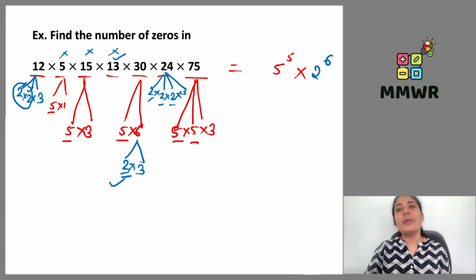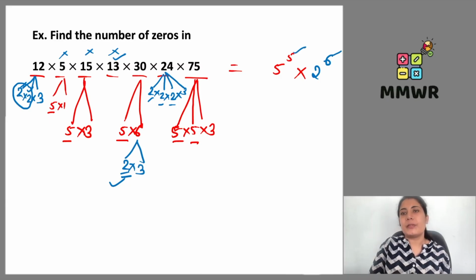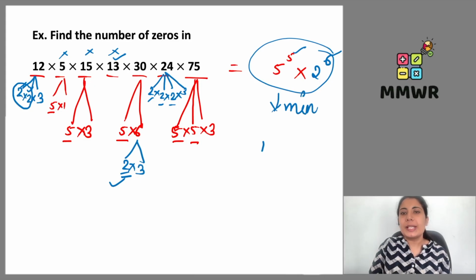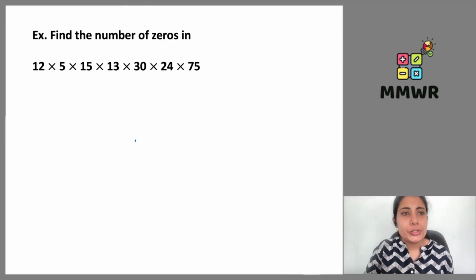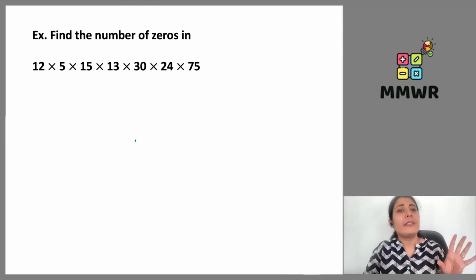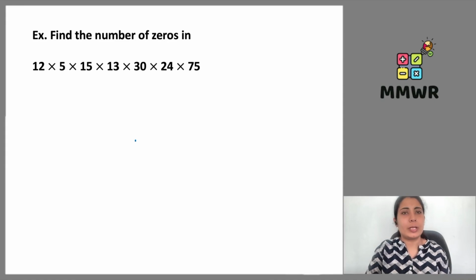So total how many times I have zeros at the end, that we need to check. So here we have 5 power, here we have 6 power, minimum power we will be checking, which is 5 only. So 10 to the power 5, that means 5 zeros. So look, how many times 5 and 2's are there, that we will be counting.